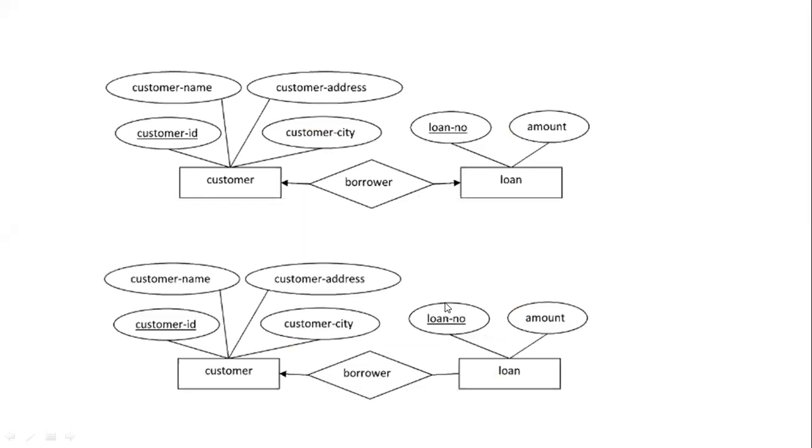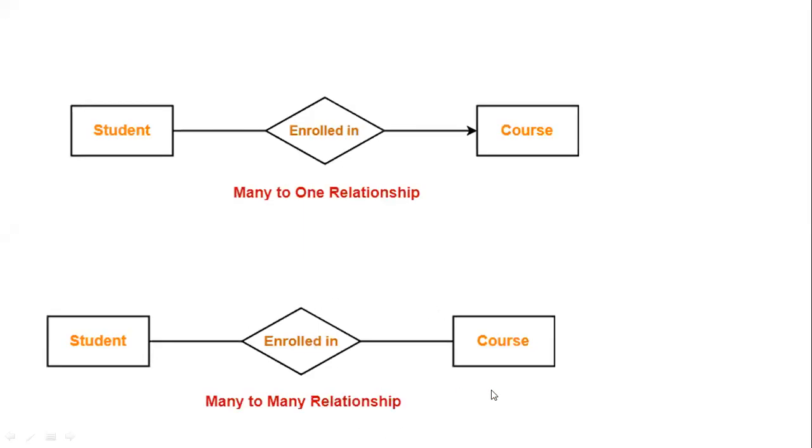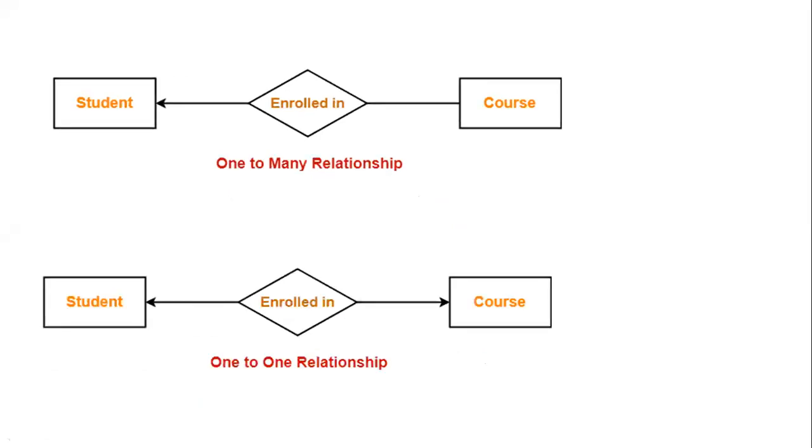Then the last one, many to many relationships. There are a number of students who can enroll in a number of courses. Then we can say that there is a many to many relationship. Okay, so I repeat again.